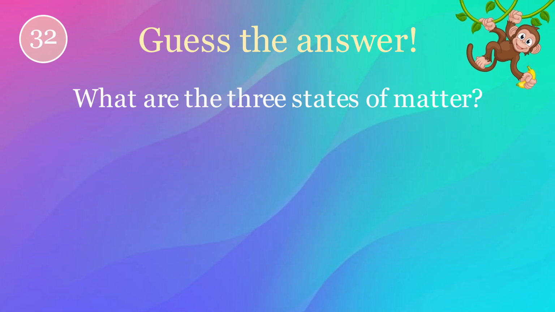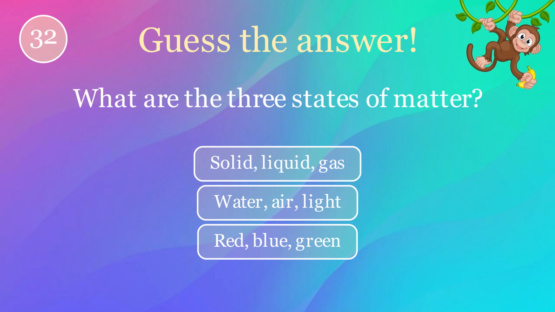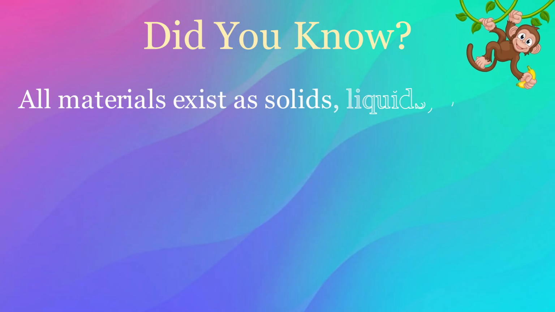What are the three states of matter? Solid, liquid, gas. Water, air, light. Red, blue, green. The correct answer is solid, liquid, gas. Here's an interesting fact. All materials exist as solids, liquids, or gases.